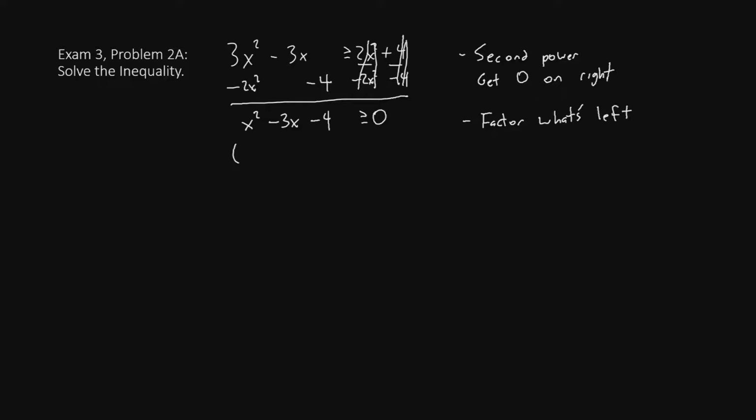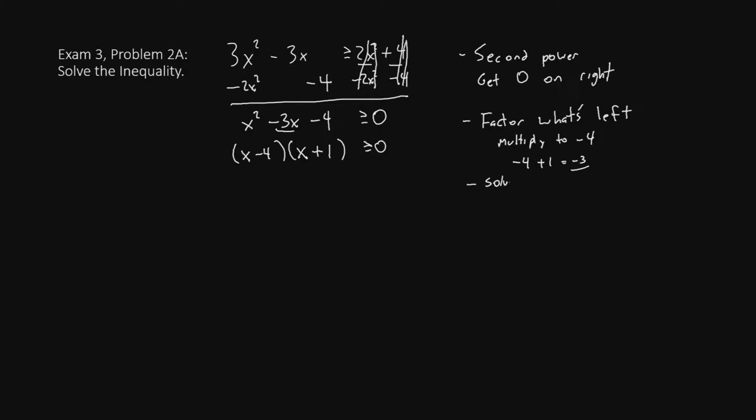All right, let's draw our parentheses. We need to think of two numbers that multiply to negative 4. I'm going to try negative 4 and positive 1. If we take negative 4 plus 1, that gives us negative 3. That is a match for the middle term, which means we have the right terms here.